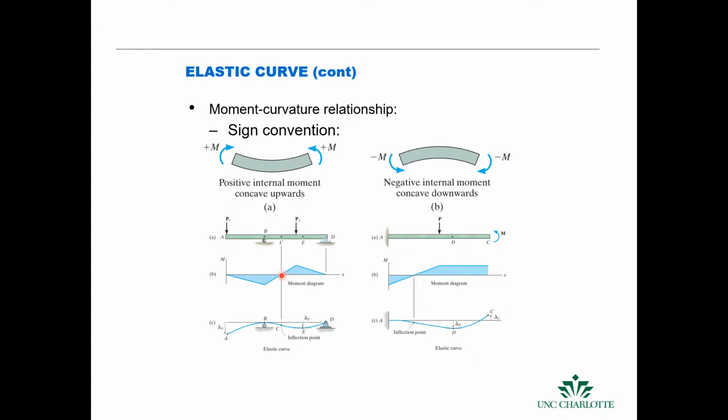At this point where the moment diagram crosses through zero, we have an inflection point, okay, and that's when the slope starts to change from negative back up to positive. And then up here we have a maximum, okay, and at the maximum and minimum of the moment diagrams we have a max and a min in the elastic curve, okay. So this is another example with the moment diagram and the elastic curve.